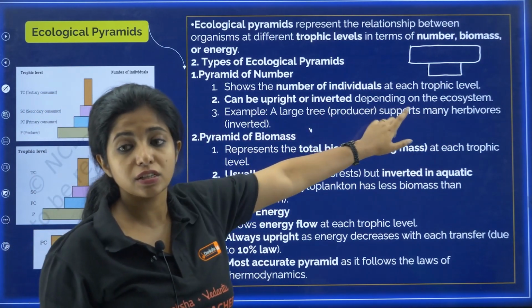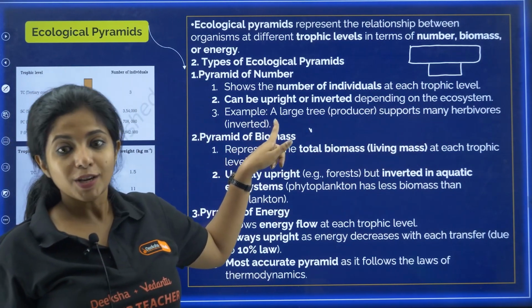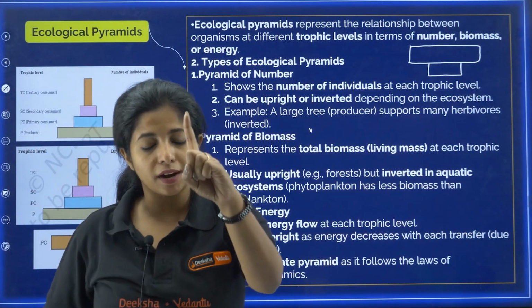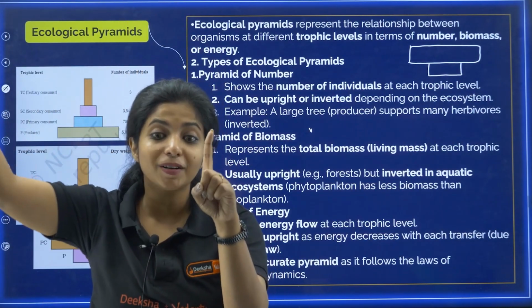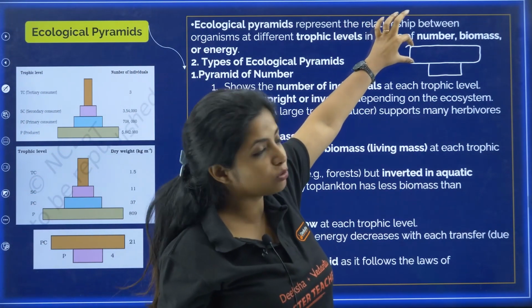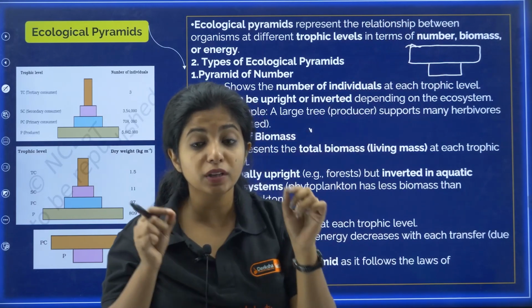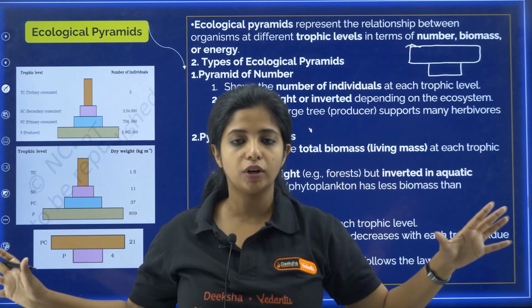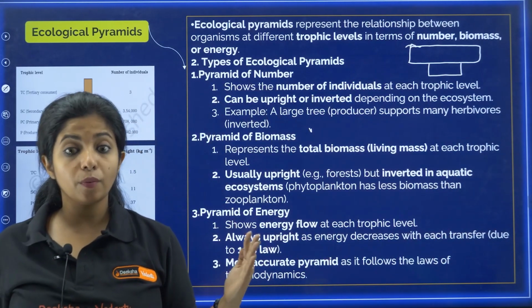Example, a large tree supports many herbivores. So, one big tree is there, but it has so many organisms dependent on it. So, obviously, those will be more in number. So, you should not blindly believe that the pyramid of number will always be upright.